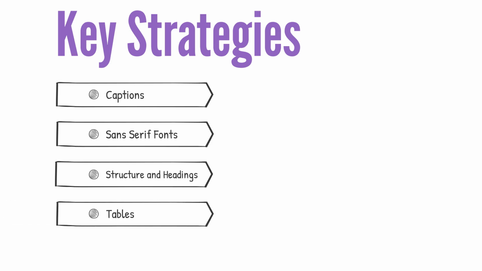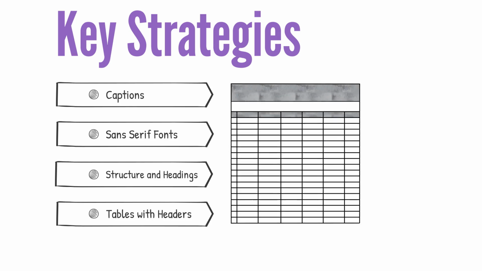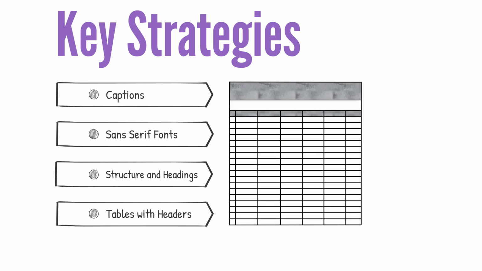Use tables with headers to organize information. This makes it easier to read and understand relationships between data. This in turn enhances accessibility for those using assistive technologies and allows for easier data manipulation and analysis.